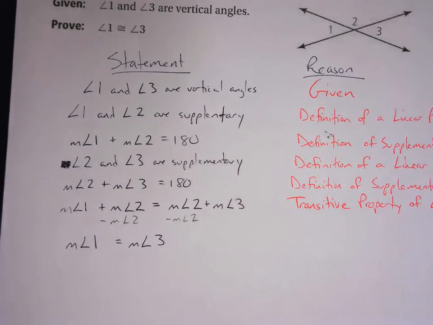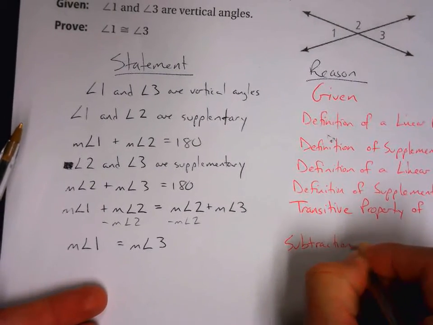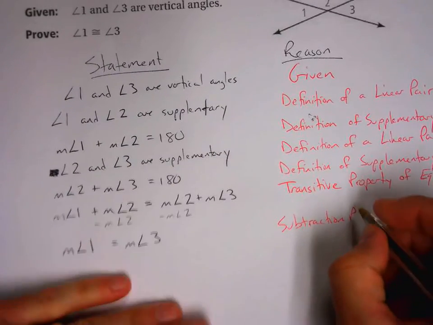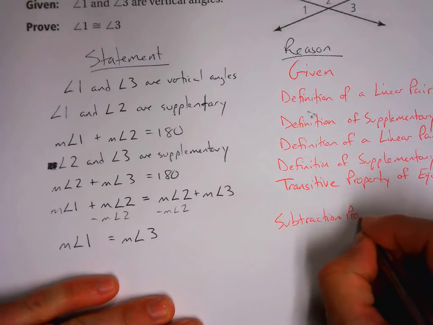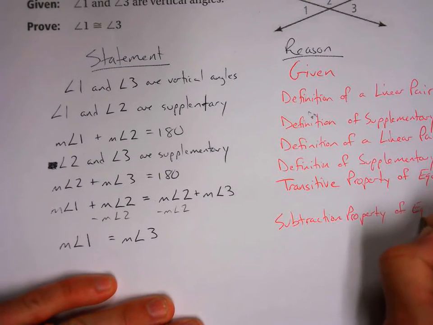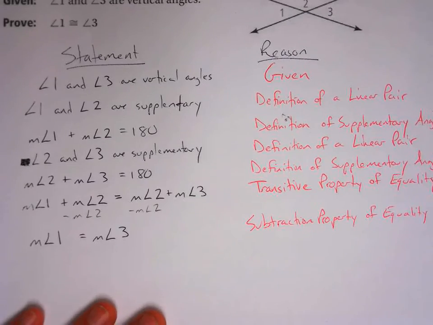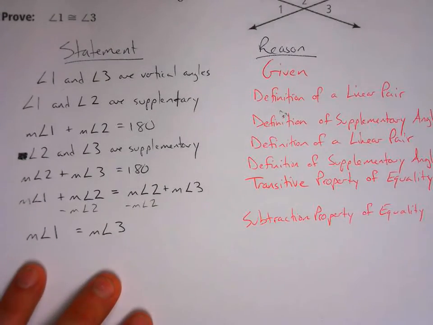We got there by using the subtraction property of equality. So we don't have to state that we subtracted the measure of angle 2. We can just do it, right? So it's the subtraction property of equality. Now you might be thinking we're done, right? Oh, yay, we're finally done. But then you've got to be careful.